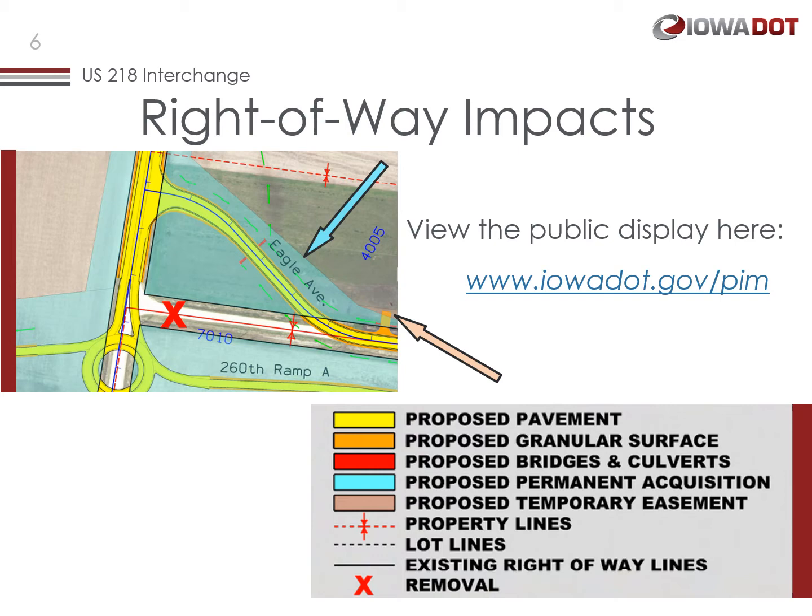Other items you will see are the property lines, existing right-of-way lines, the proposed new pavement in yellow, new granular roadways and accesses in dark orange, and new bridges in red. Proposed access and pavement removals are shown with a red X.